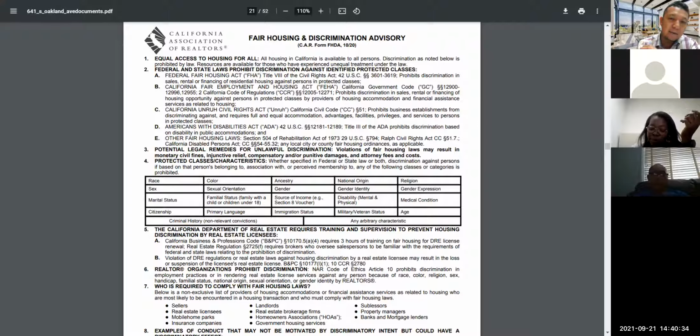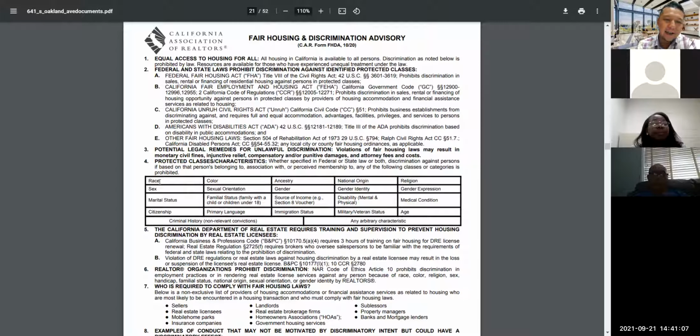I'm very happy to see that the Fair Housing Act of 1963 is not listed in here, but I happen to be a history buff. This tells you that you cannot discriminate in sales, rental, or financing of residential housing against protected classes. What's a protected class? Can anyone give me an example of what is a protected class? Well, it's right in front of you guys. You guys are quiet. Protected classes are right here outlined below.